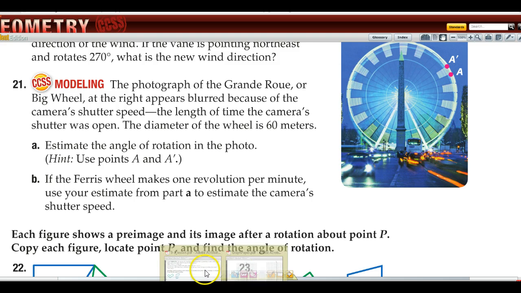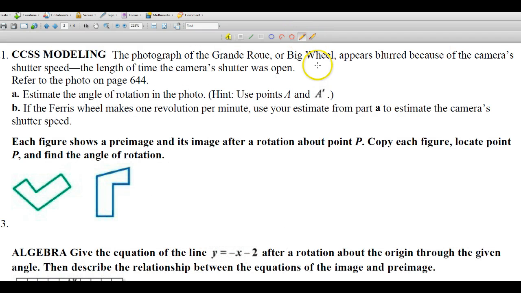So once again, I'm taking the entire revolution, dividing by how many increments there are, which is 36, and then that gives me what each increment is, which would be 10 degrees. So estimate the angle of rotation in the photo, 10 degrees.